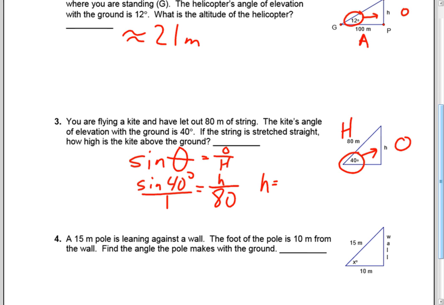Is this going to be an easy problem because the variable's on the top? Yes, that's what you want to see. 80 times sine 40. I'm getting about 51. Is it less than the hypotenuse? That makes sense.